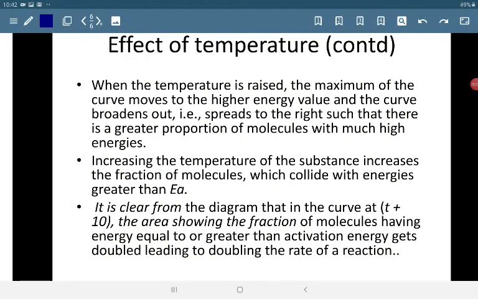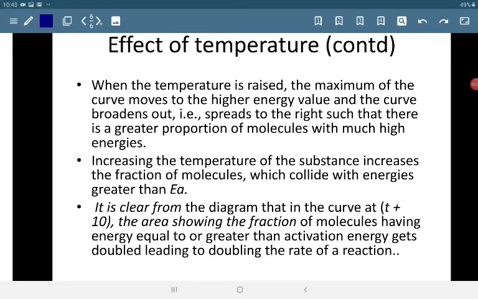Effect of temperature continued. The same graph has been explained here. When the temperature is raised, the maximum of the curve moves towards the higher energy value and the curve broadens out, that is, spreads to the right side, such that there is a greater proportion of molecules with much higher energies. Increasing the temperature of the substance increases the fraction of molecules which collide with energy greater than activation energy.